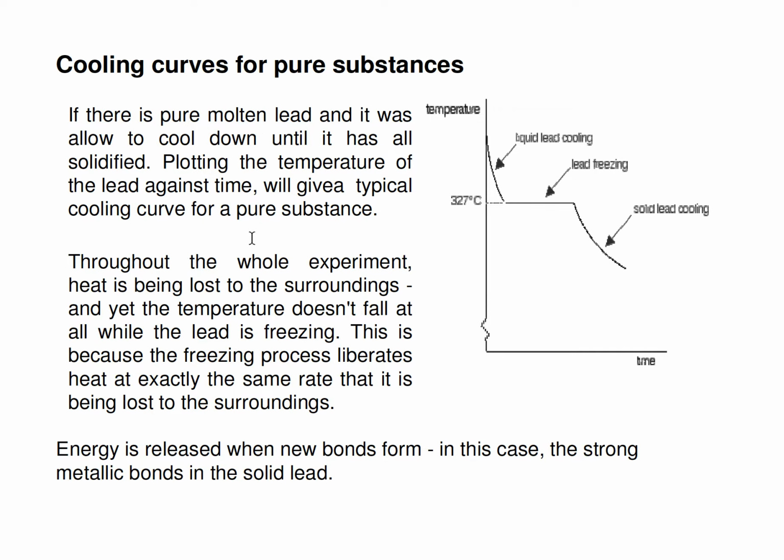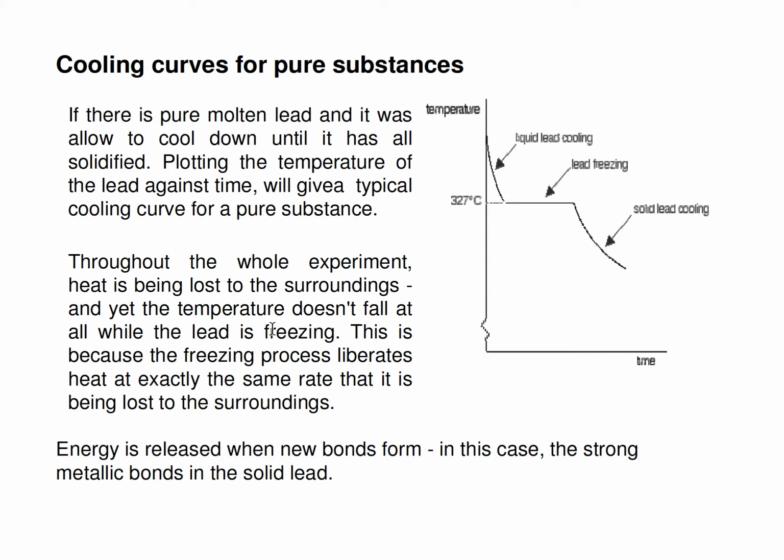And cooling curve for pure substance. So basically, if you still can remember, we are revising the same thing we have learned in the phase diagram figure. Okay, if there is a pure molten lead and it was allowed to cool down until it has all solidified, plotting the temperature of the lead against time will give a typical cooling curve for a pure substance, which is this one, the typical one.